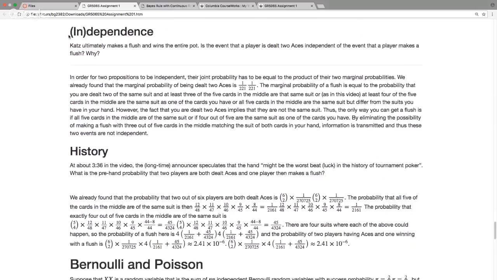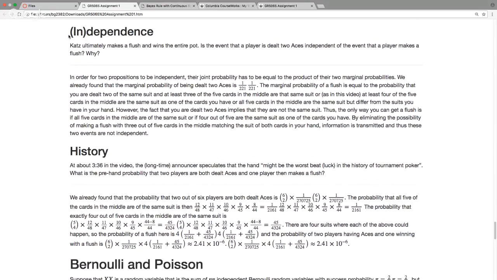Independence. There are a number of ways to think through this, but basically the bottom line comes down to this: if you're dealt 2 aces, those have to be from different suits. And that eliminates the possibility that you could get a flush by having 2 of the same suit and then 3 out of the 5 from the middle being that same suit.